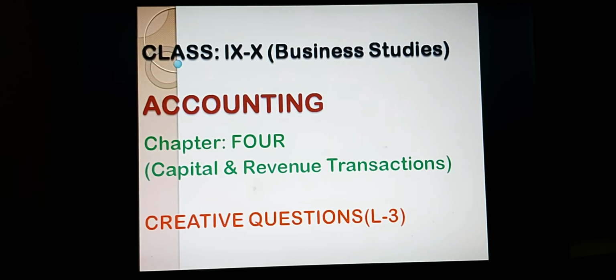From this stem, you are required to solve 3 questions. Number 1, what is the total amount of revenue incomes? Second one, what is the total amount of revenue expenditure? Third one, what is the total amount of capital expenditure? Now, take your copy and solve the questions of creative question number 3. I am helping you to solve this question. Okay, you can go to the next page of my slide. Requirement A.